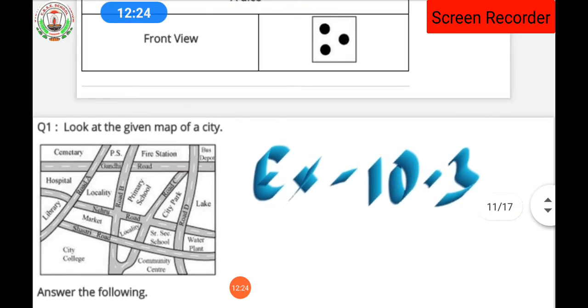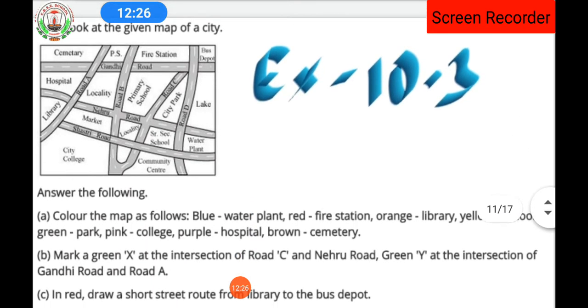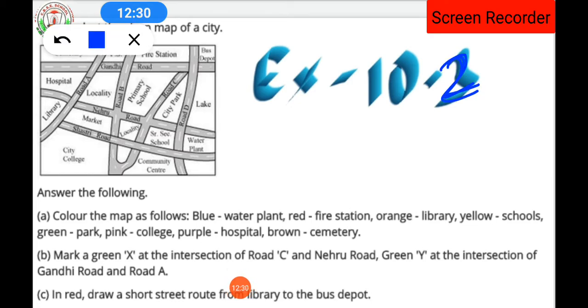In the next exercise, it is exercise 10.2. Here I had marked it as exercise 10.3, but it will be exercise 10.2. Okay. Here it is visible as exercise 10.3, but it will be exercise 10.2. Clear to everyone? So you can see that in exercise 10.2 it is said, look at the given map of a city. Okay, a map is being given. This is the map given of the city.